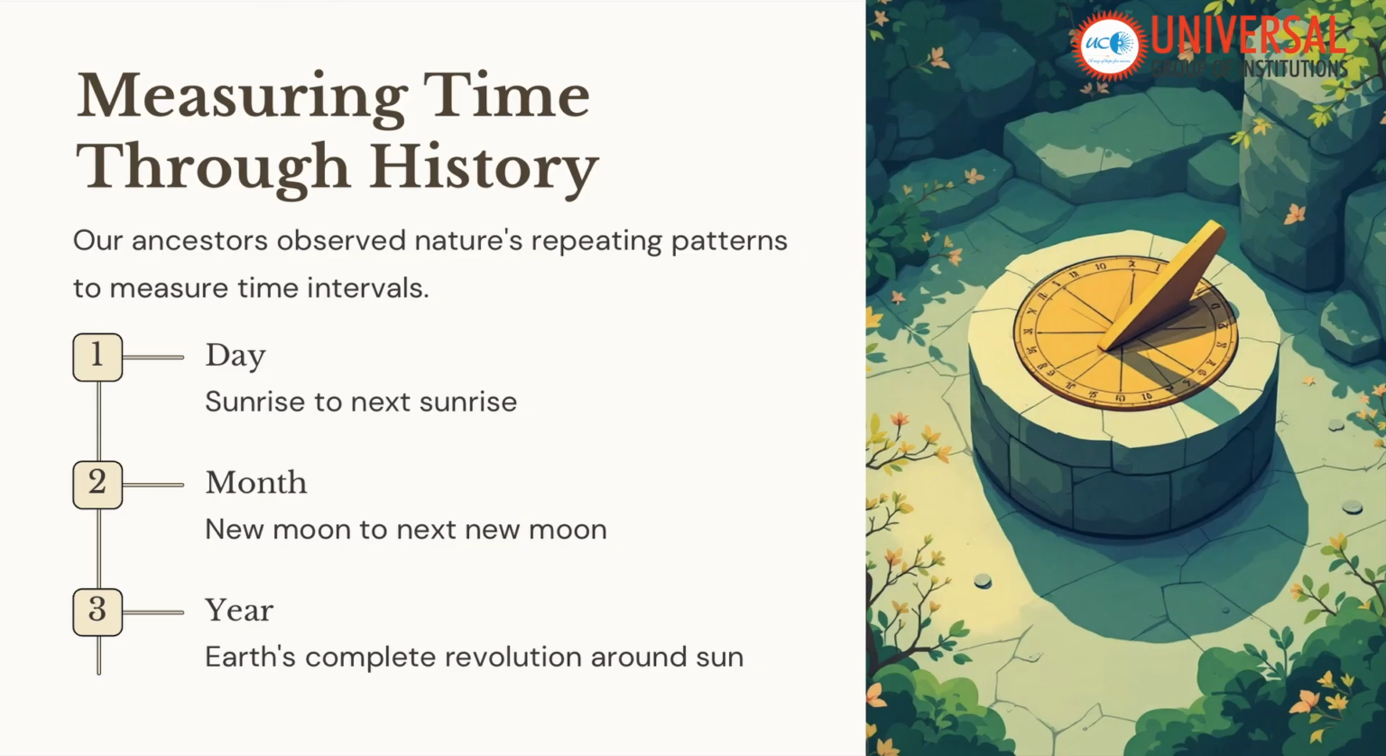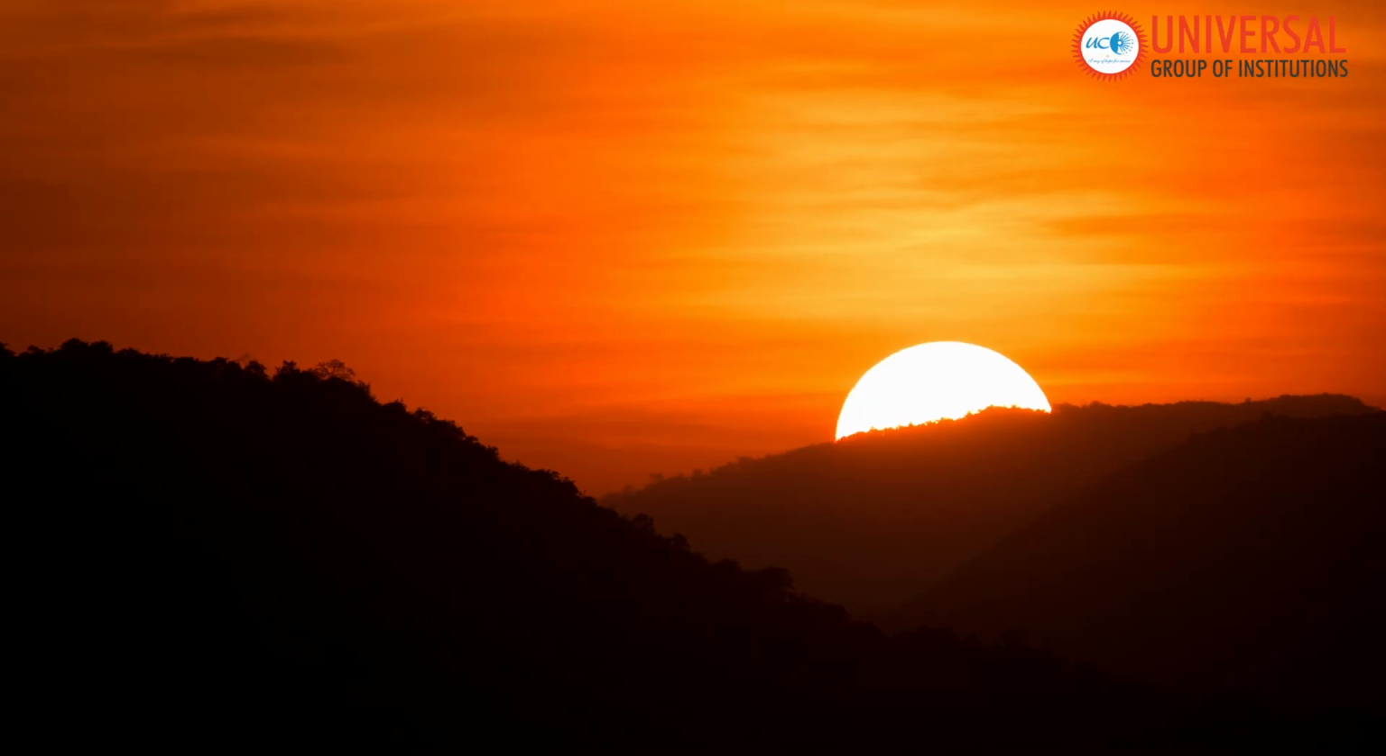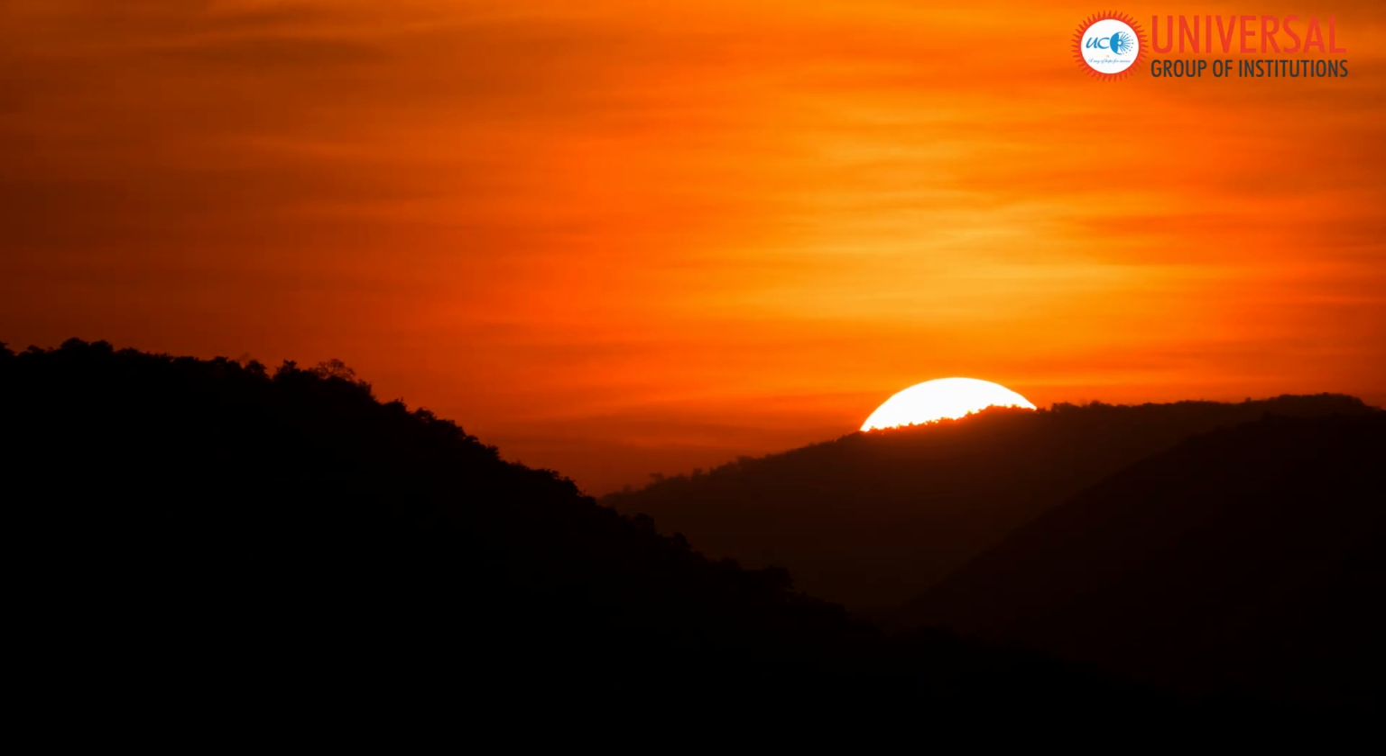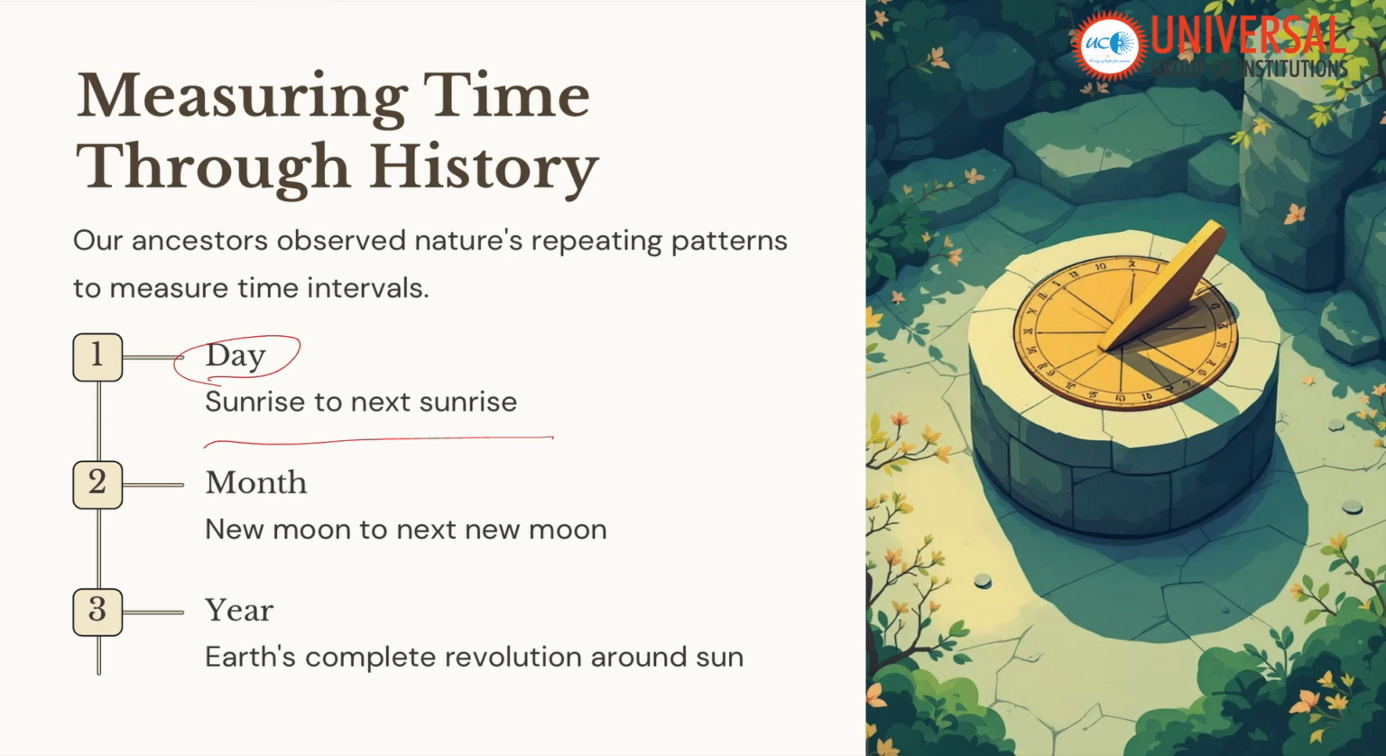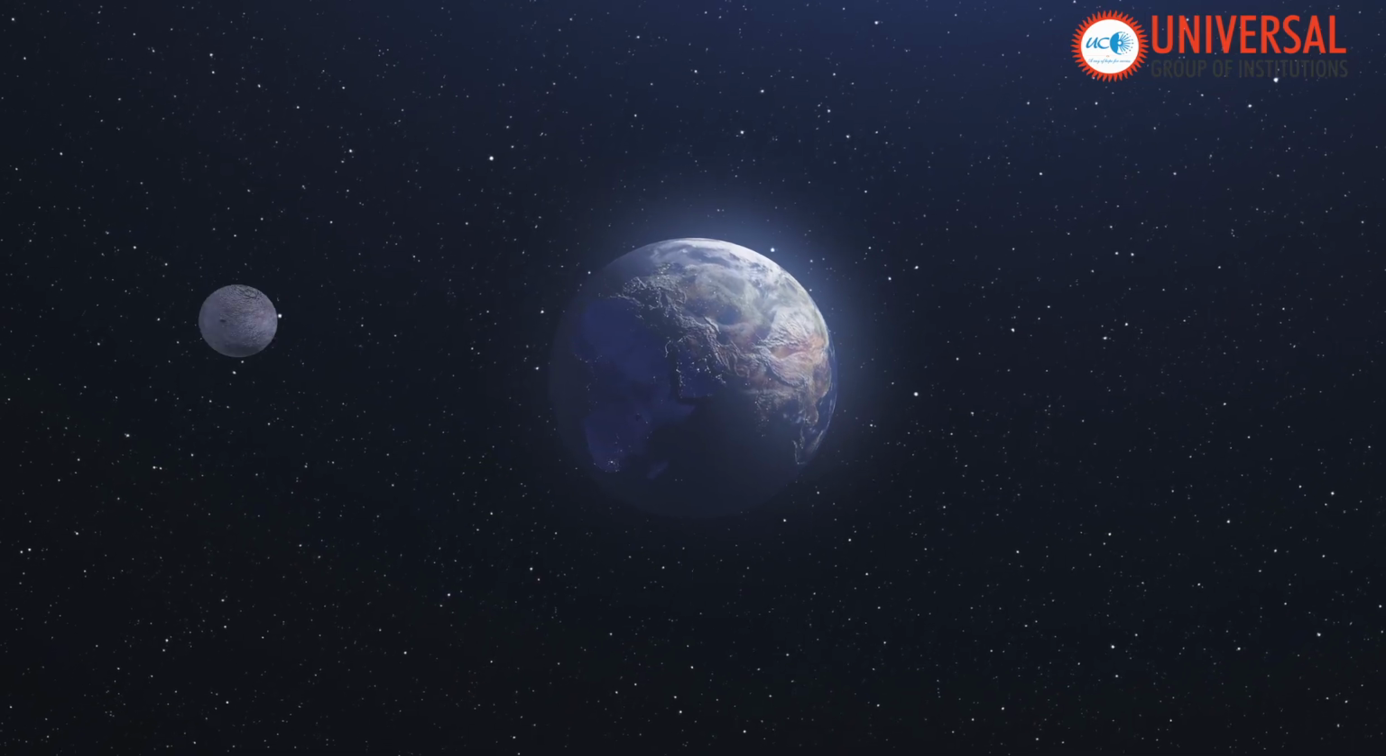In ancient civilizations, time was observed with periodic natural events. That means they used periodic natural events to measure time. A day was defined as the time from one sunrise to the next sunrise. And if we talk about the month, one month was measured from one new moon to the next new moon.